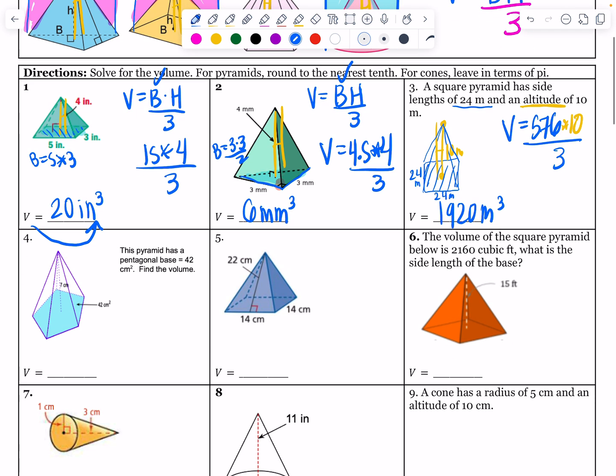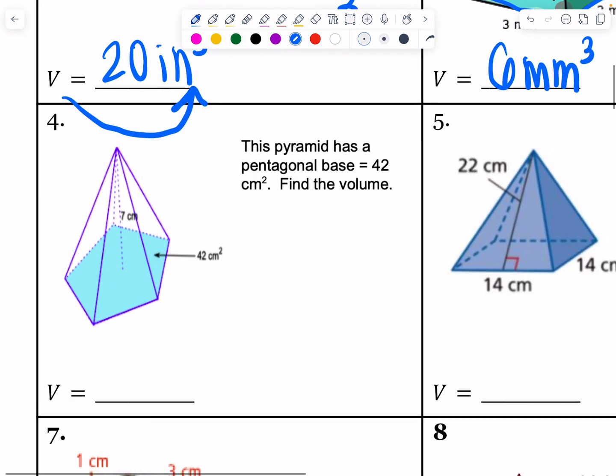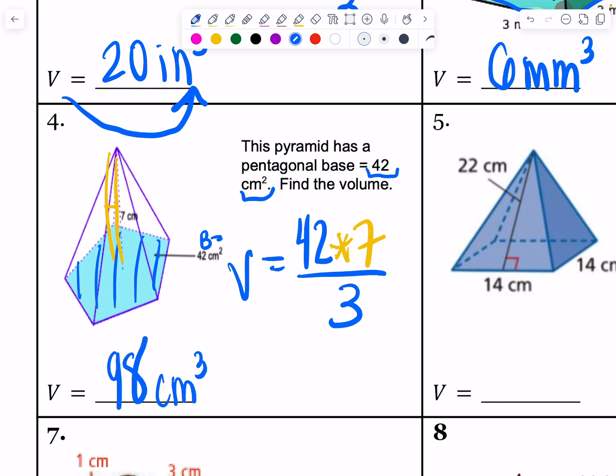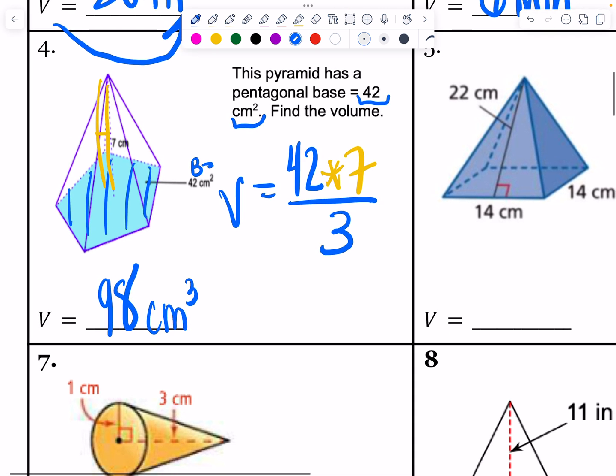All right, now the next one seems scary. Number 4, we have a pentagonal pyramid. But do not stress, because it gives me the pentagonal base area already. It says this entire base area is 42, so we don't have to calculate it. What is my height? My height is 7 centimeters, so times 7 divided by 3. When we do that to find the volume, we get centimeters cubed of space. That should be 98 is what I got. So 42 times 7 divided by 3.